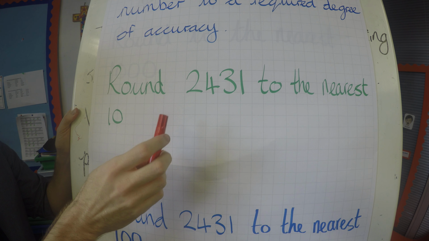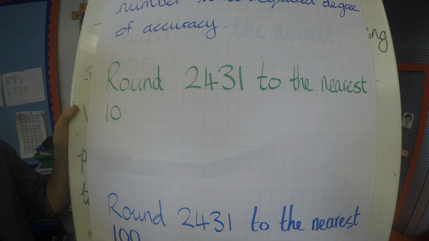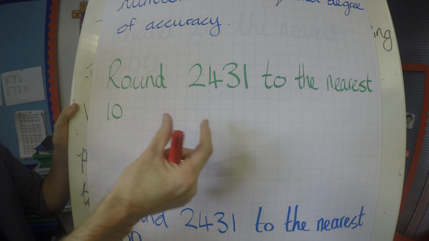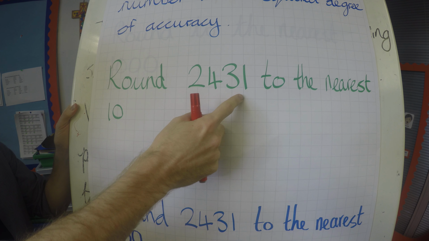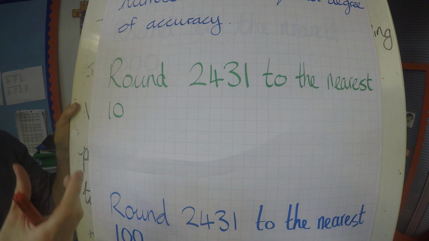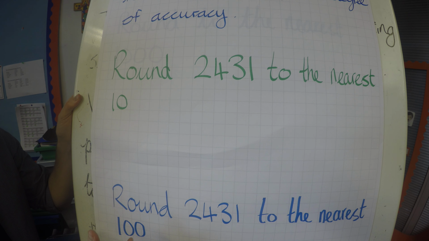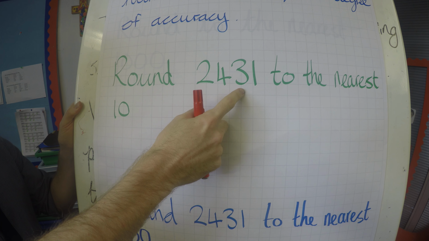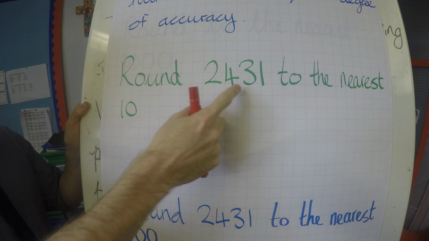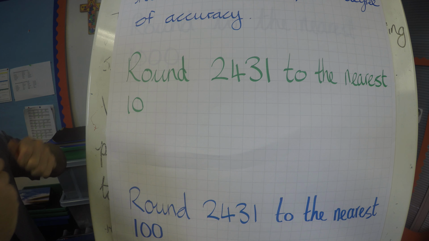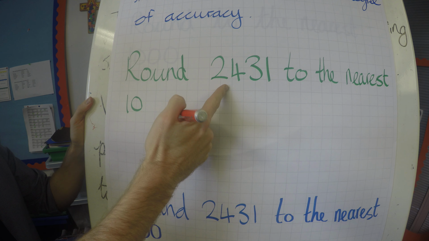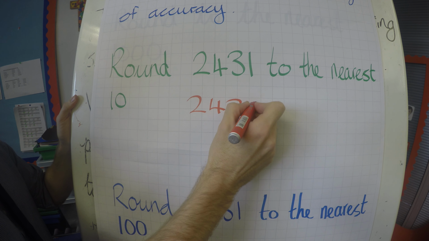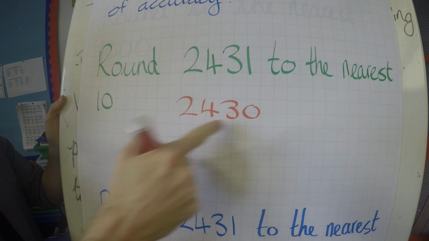We've now got to decide which 10 that's closest to, the one above it or the one below it. If we look at 31, the nearest 10 above that is 40, and the nearest 10 below 31 is 30. Of course 31 is closer to 30 than 40, so we are going to round this number to 30. Then we just write the whole number out with our tens rounded. So rounding 2431 to the nearest 10, it's going to look like 2430, because 31 is closer to 30 than 40.